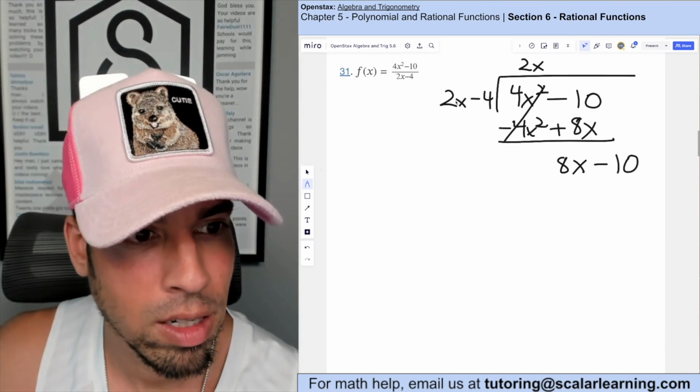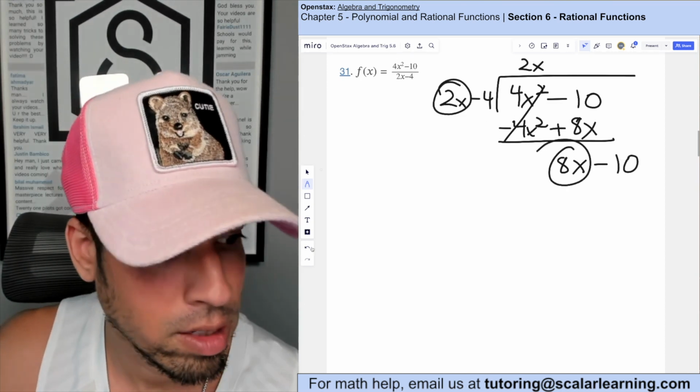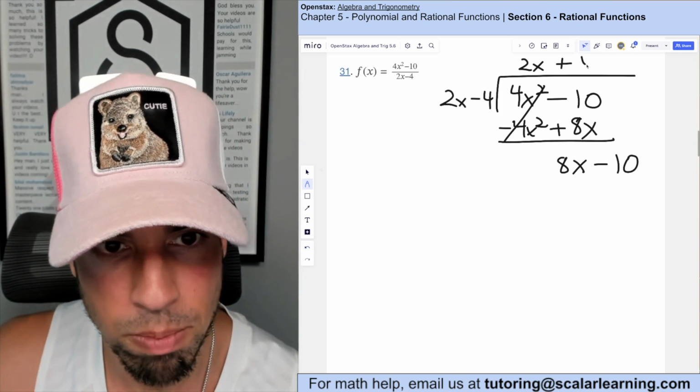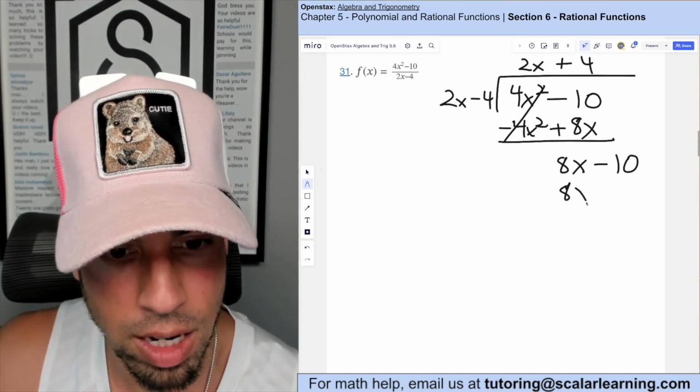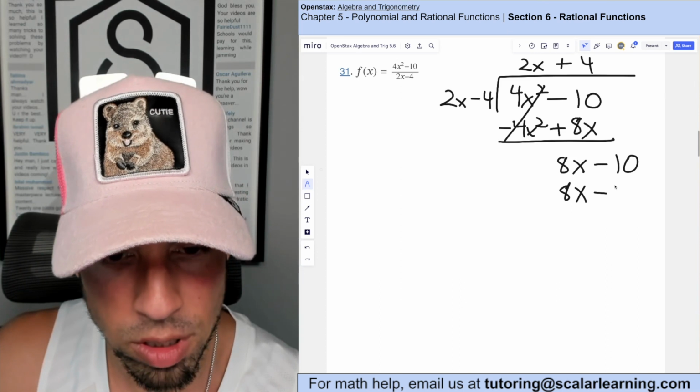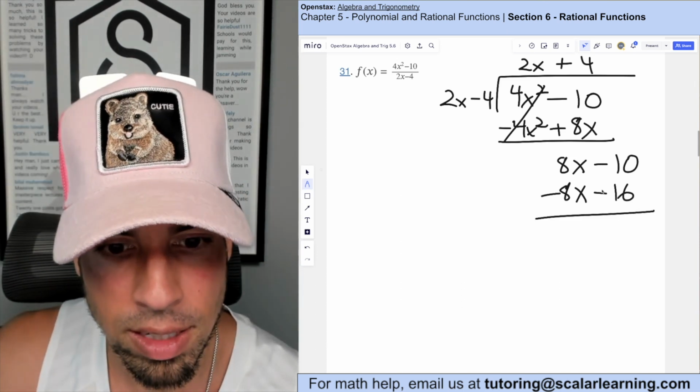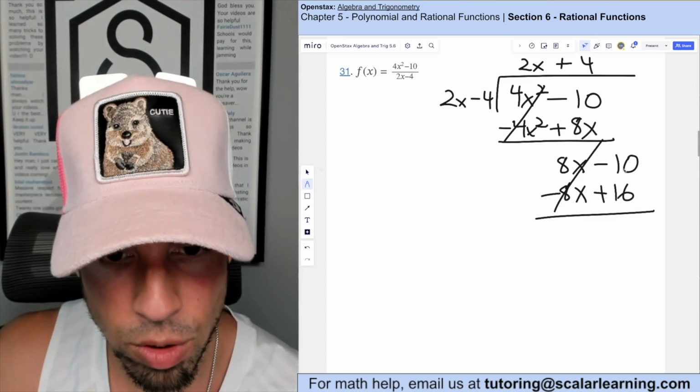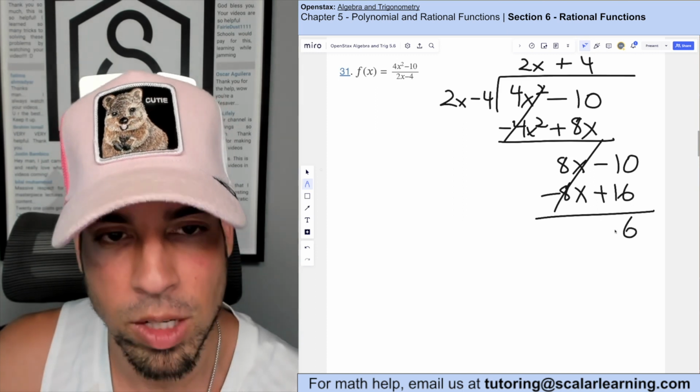And then once again, 2x goes into 8x how many times? 4 times. So we have plus 4. 4 times 2x is 8x, and then times negative 4 is negative 16. Negate. That cancels out when you add. And when these add, you have a remainder of 6.